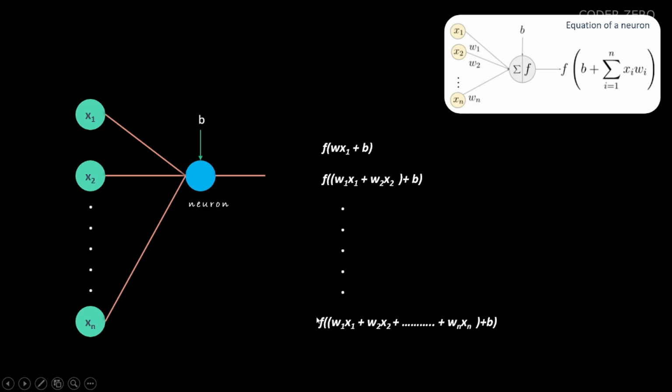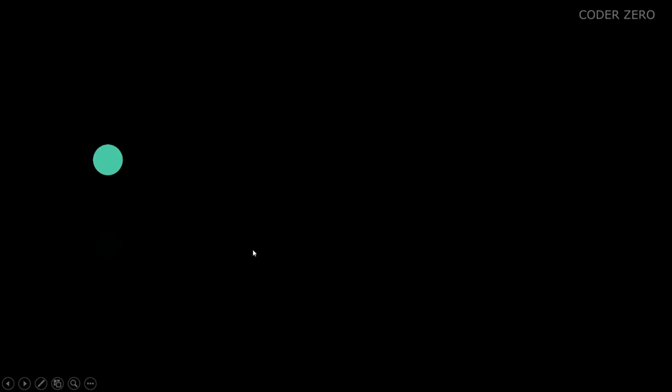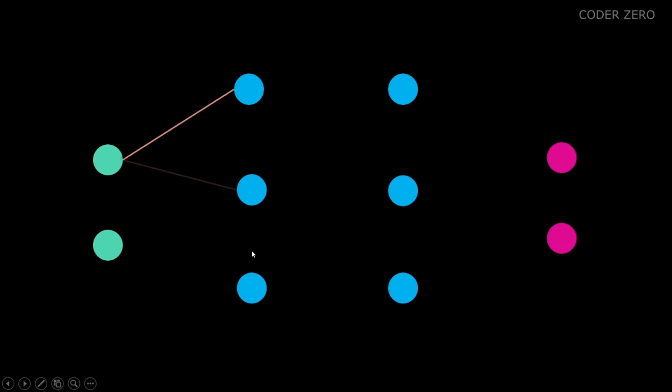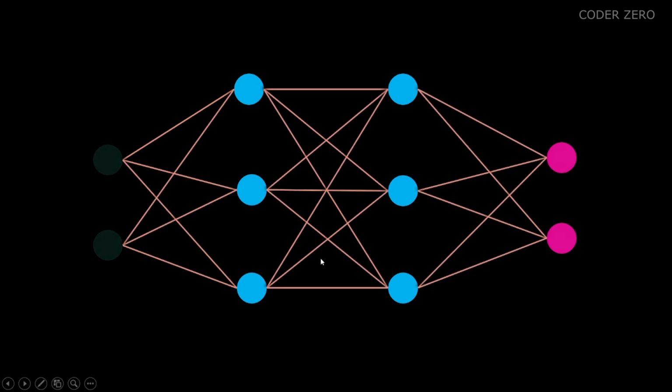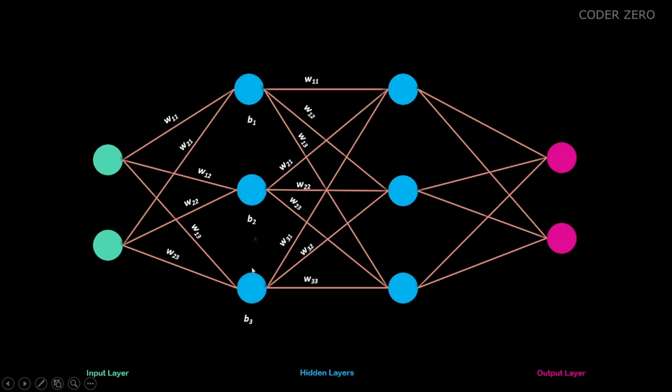So as you can see here, each input to our neuron has a weight associated with it, and our neuron has a bias associated with it. If we expand this idea into a neural network, it will look like this. So we have connections between neurons, and each connection has a weight associated with it, and each neuron has a bias.